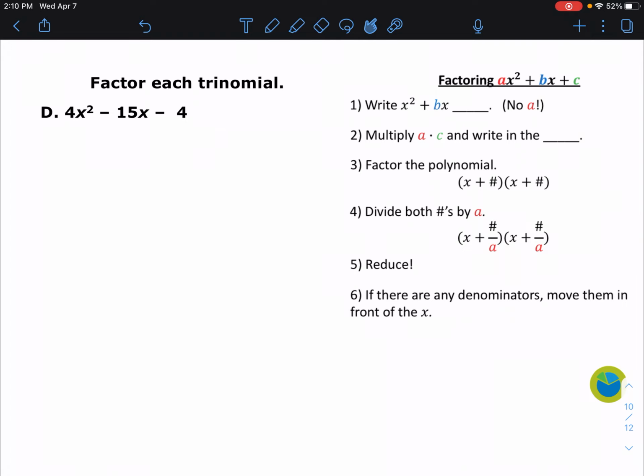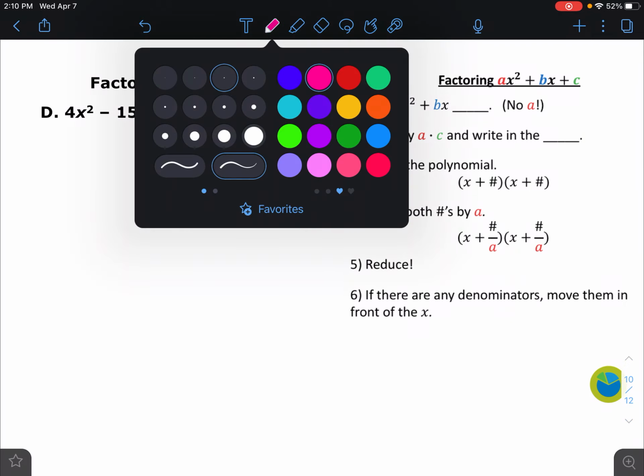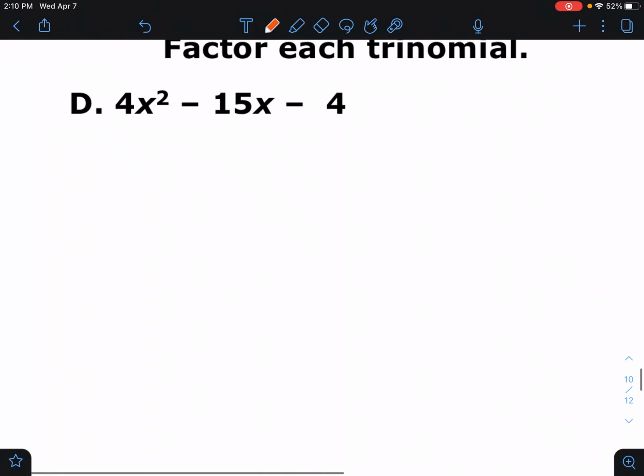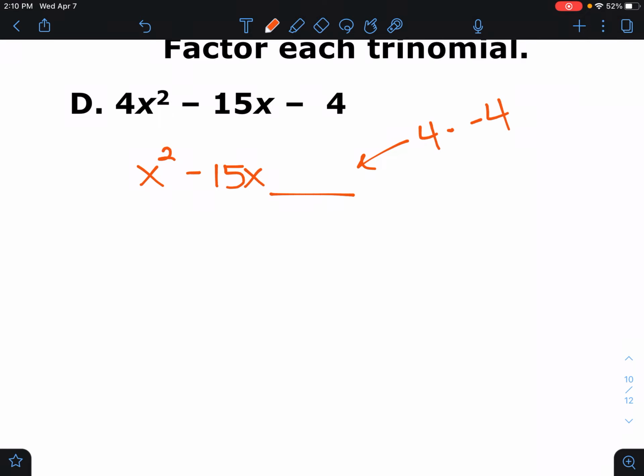All right, so again, write x squared plus bx plus blank. And let's do it. This would be x squared minus 15x blank. What goes in the blank? 4 times negative 4. What? Notice that's a negative this time. So here I'm going to write negative 16.